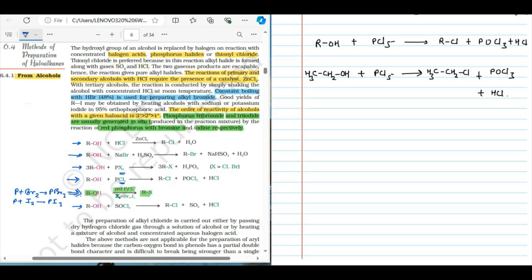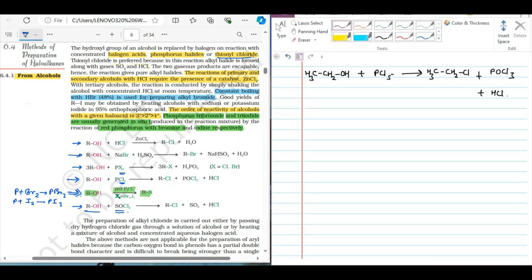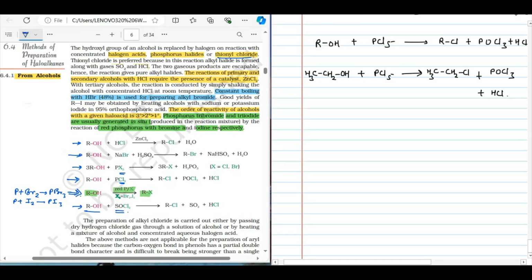Now come to the next reaction, in which we are going to discuss the reaction of alcohol with SOCl2, which is thionyl chloride. Here it is given with the thionyl chloride. So let's write the reaction with thionyl chloride. Here we are going to discuss the reaction of alcohol with thionyl chloride. Thionyl chloride is SOCl2.